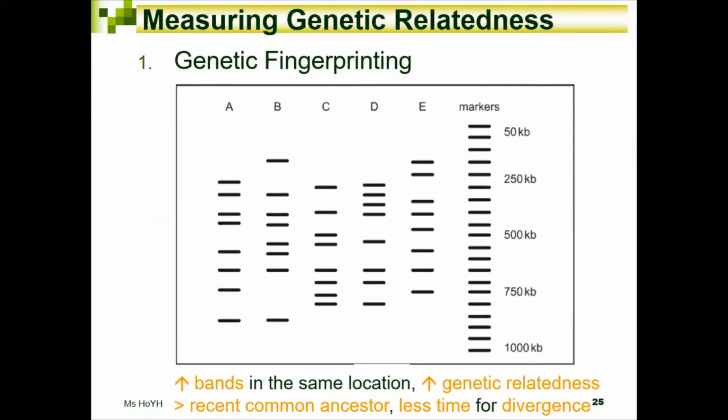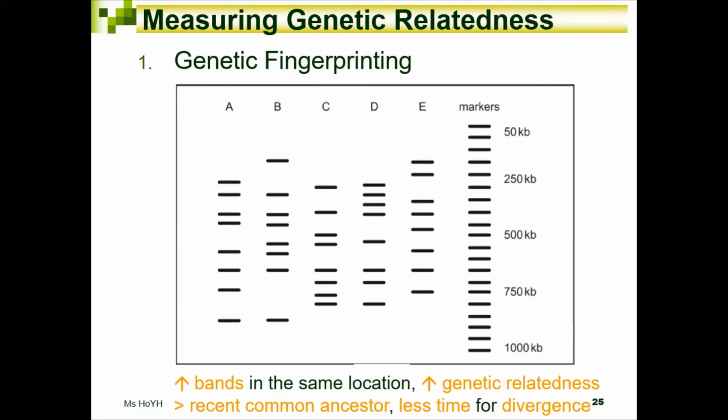Now this is genetic fingerprinting, right? We already know that for organisms or individuals A, B, C, D, E, their genetic fingerprints are different because they have a different number of bands in different locations. So it's unique to them. But as long as the DNA is very close to one another, similar in base sequence and similar in length, then the bands will be located in the same location, isn't it? So the higher the number of bands in the same location among those fingerprints, the higher the genetic relatedness.